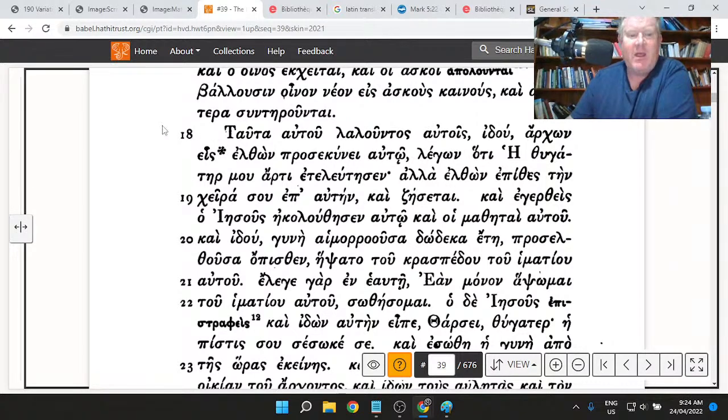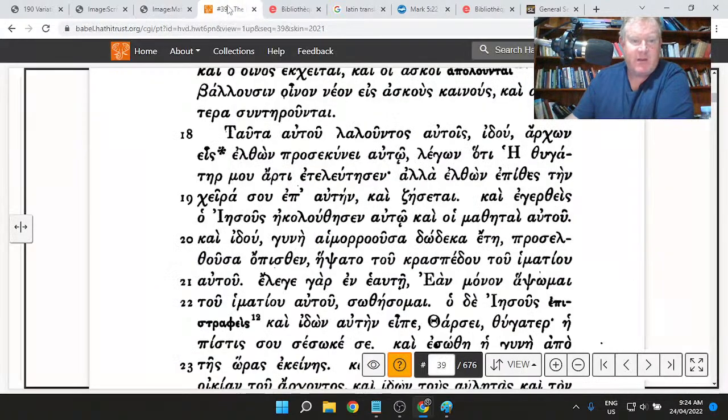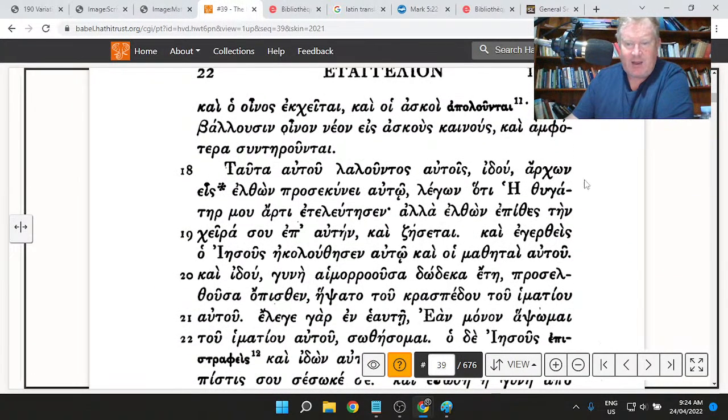So we're in chapter 3, verse 18, and we see that it has included this word ice, where if we look at Theodore Beza's text, verse 18 here, he has the archon, but he doesn't have ice there. I'll just show you the difference. So here we have archon ice. Idou, that's behold or look or lo, archon ice.